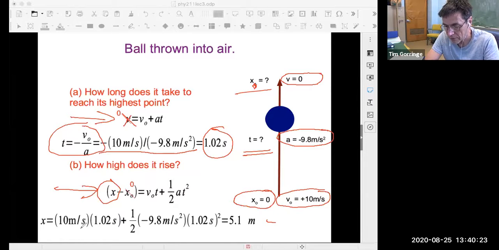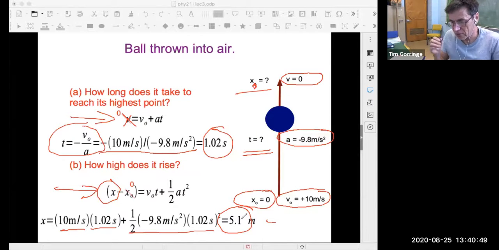So I did that. Here's v0 t, the product of initial velocity and time. Here's 1/2 at squared, 1/2 the acceleration times the time squared. If you multiply out these two terms and add them together, you end up with this solution of 5.1 meters. And so that's a second example of the equations of motion.